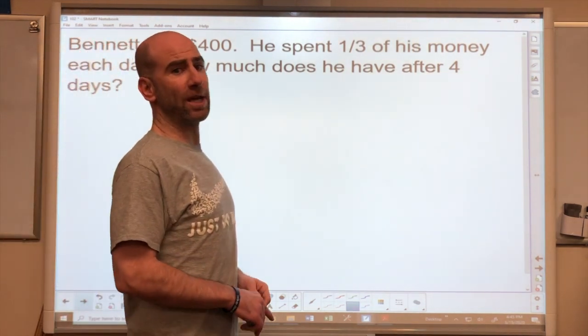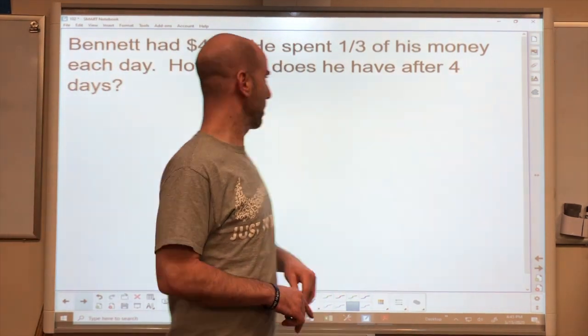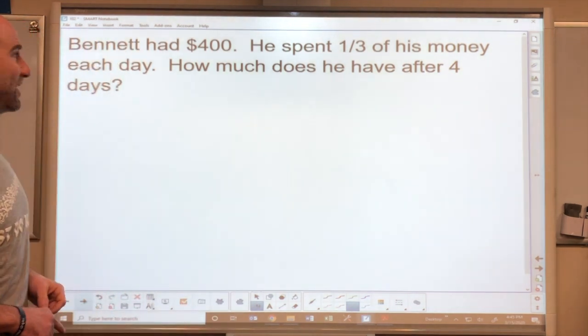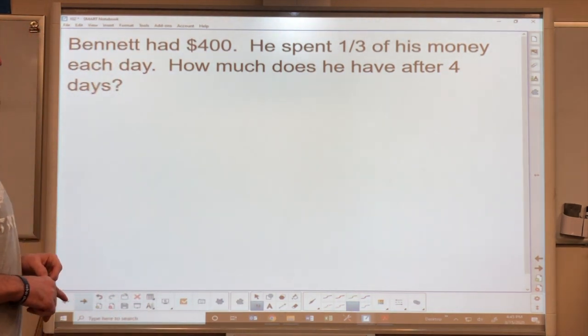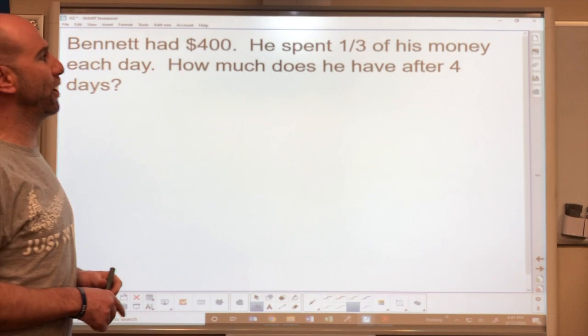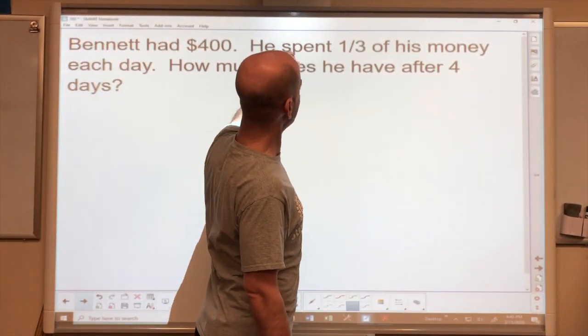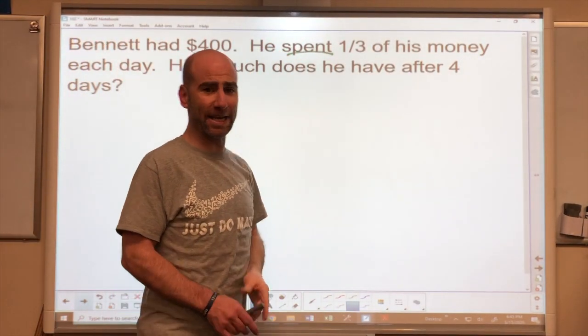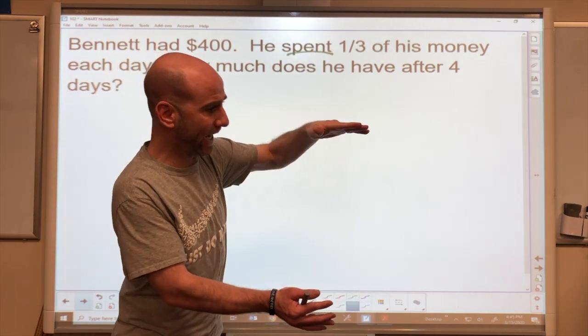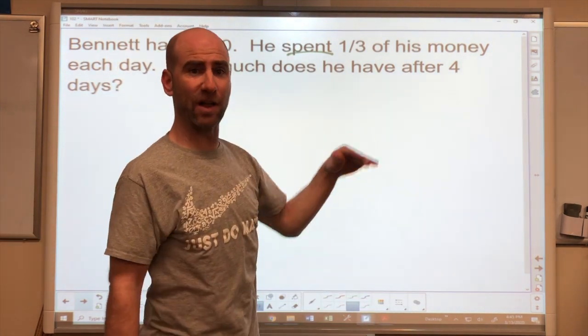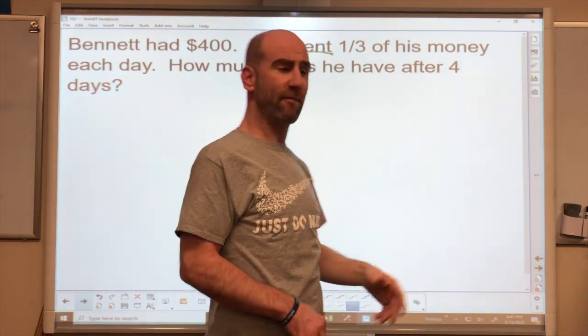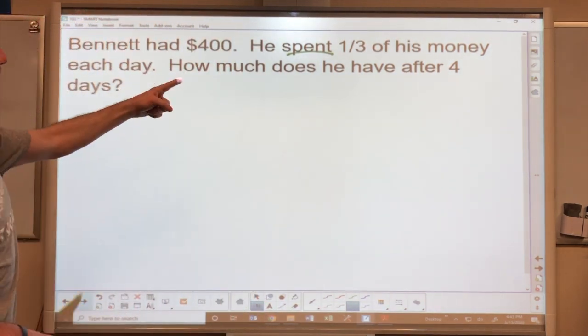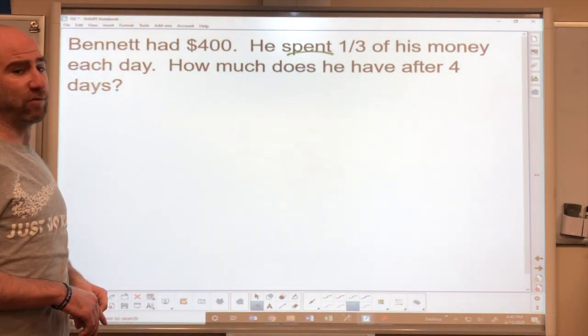Okay, now we're going to look at a decay model. Bennett had $400. He spent a third of his money. So he's going to be losing money because he's spending it, so his money is going to be declining over time. That's called the decay model. That's what we use to find the answer here. How much money does he have after 4 days?